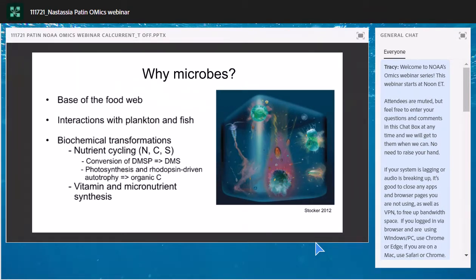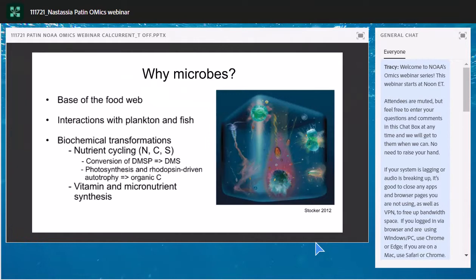But beyond those basics, they are intimately involved in transforming the chemistry of the ocean, particularly their roles in nutrient cycling. Nitrogen, carbon, and sulfur are super important. And I'm going to highlight two examples that I'll come back to as case studies for this importance. The first is the conversion of a sulfur-based compound produced by a lot of phytoplankton called DMSP. Microbes convert this compound to something called DMS, which is a volatile compound and has been implicated in seeding aerosol clouds and driving some climate processes.